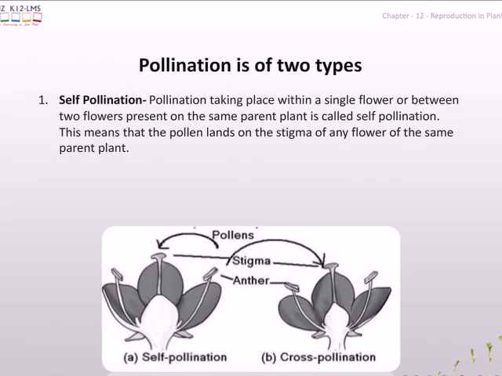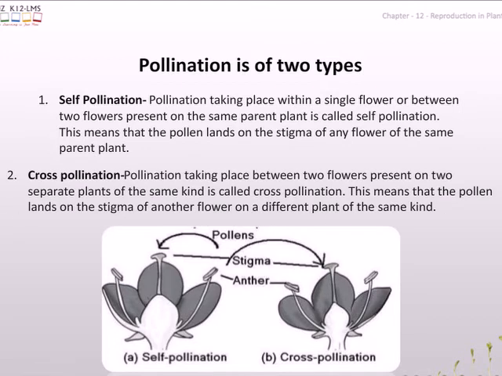Self-pollination. Pollination taking place within a single flower or between two flowers present on the same parent plant is called self-pollination. This means that the pollen lands on the stigma of any flower of the same parent plant. Cross-pollination. Pollination taking place between two flowers present on two separate plants of the same kind is called cross-pollination. This means that the pollen lands on the stigma of another flower or a different plant of the same kind.